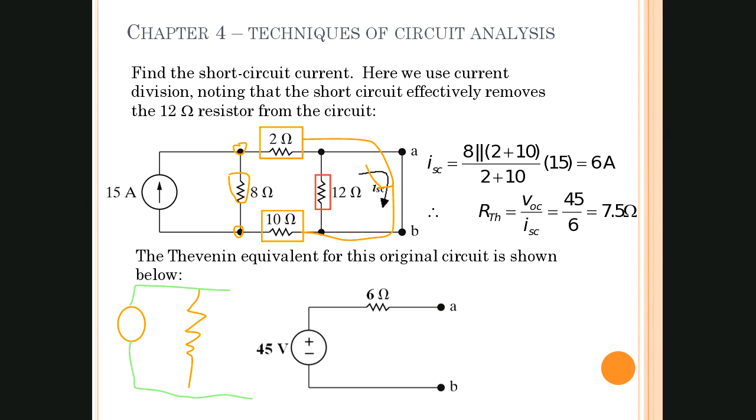This is going to be a, what do we say this was? A 6 ohm resistance. And we're given the current to be 15 amps. And so now that we have this current source in parallel with this 6 ohm resistor, we can go ahead and do a source transformation and get this circuit right here.